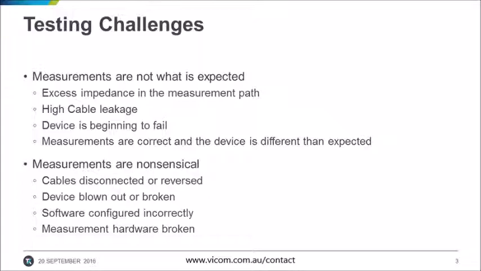Some common mistakes are cabling mistakes, such as disconnected or reversed cabling, high leakage or excess impedance in the cables without any hardware or software compensation for that impedance. The device could be blown out, broken, or not working correctly for some reason. The software can be configured incorrectly. Measurement hardware could be broken, or the software could have a bug. Or finally, the results could be correct and the device is behaving differently than you expected it to.